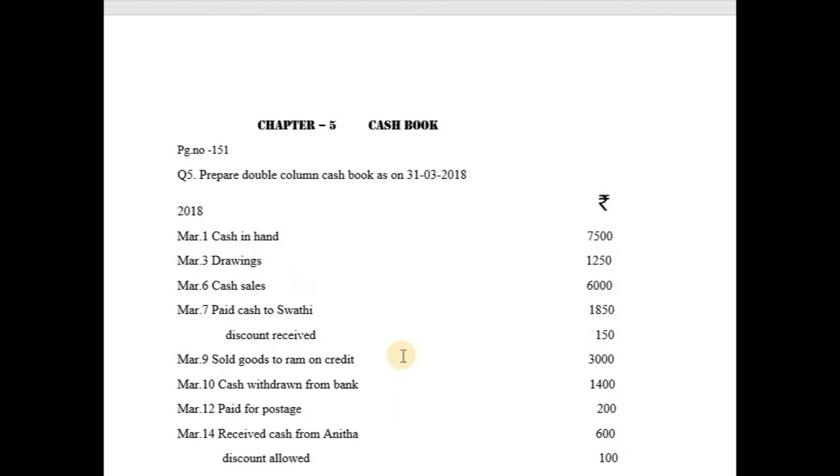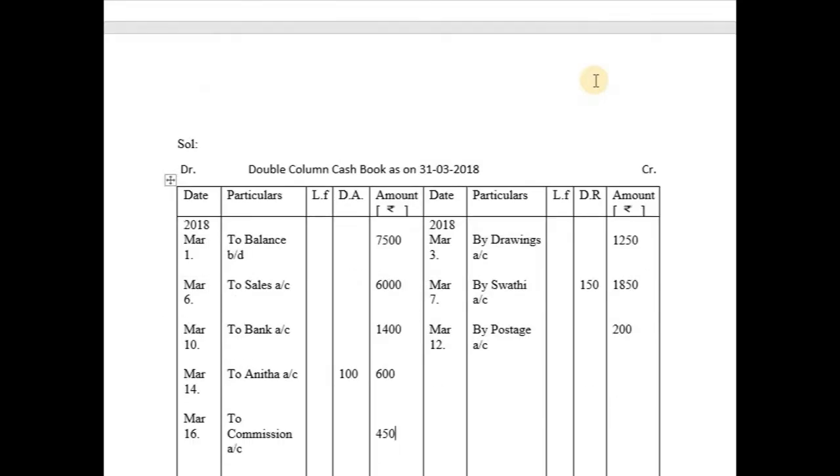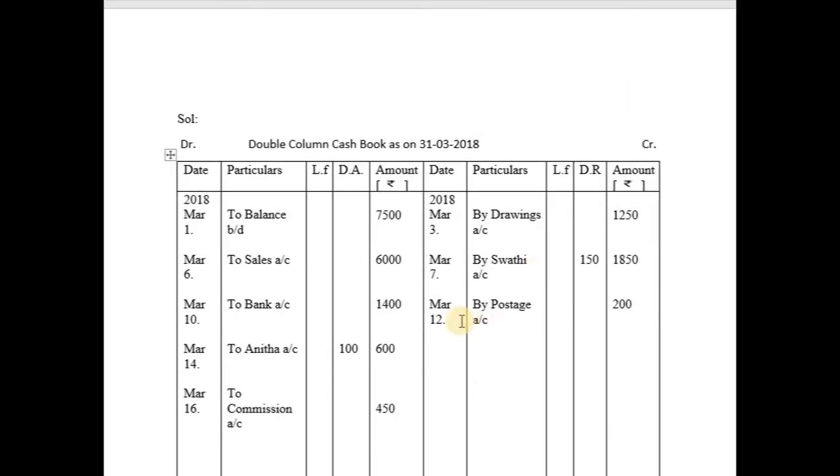Next, after March 16, we have a transaction on March 18. Cash paid to Neeraja 2850. Discount received 150. So cash is going from the business. So it will be recorded on credit side March 18 by Neeraja 2850. So the date will be taken as March 18.